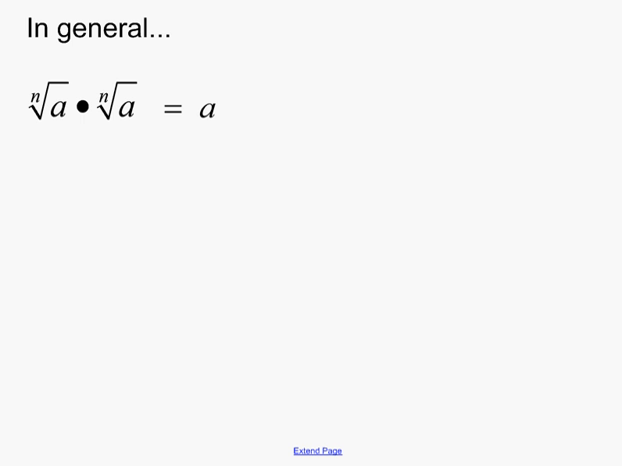Let's move on to the next slide. In general, radical a times radical a is just a. Because here's what you're doing: you're multiplying the radical by itself, or you're squaring it. And when you square a radical, you're undoing the radical. So you lose the radical. So that's how you lose the radical, by squaring it.